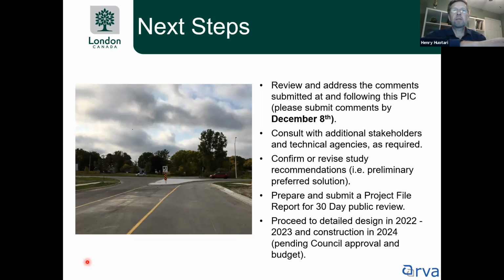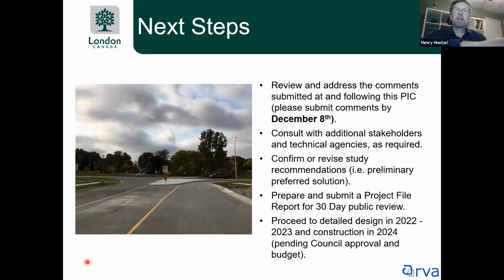Once that's completed, we will prepare a project file report, which is a formal EA document. We'll issue that to the city for review. Once that's been accepted, we'll put it on the record for review for 30 days, during which people can still provide comments on that document. Once that period has expired, it'll be up to council and so forth to formally adopt the recommendations.